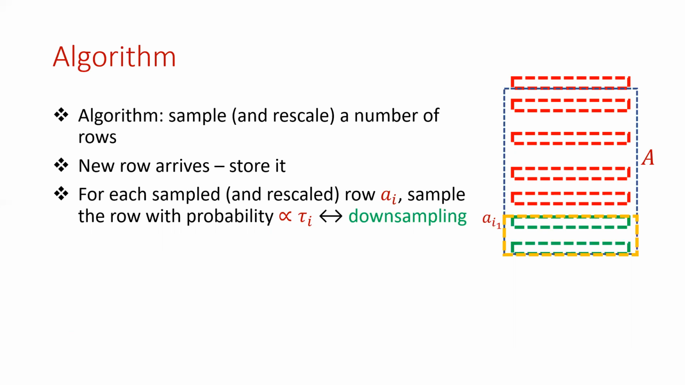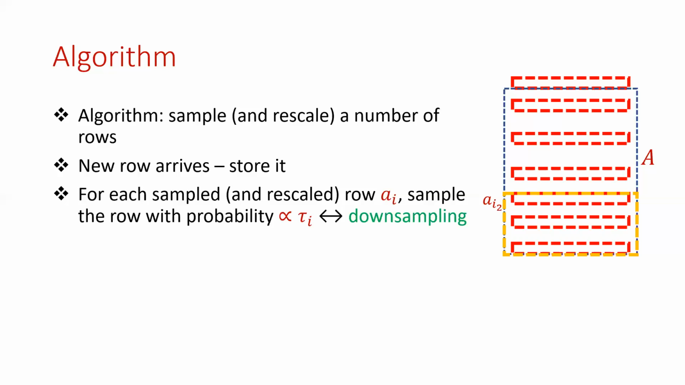And suppose for our purposes that we've sampled A sub I1 in this process. So we choose to keep A sub I1, and then we go forward from there. Now we look at A sub I2. We sample A sub I2 with probability proportional to how important it is with respect to the yellow matrix consisting of rows that appear after A sub I2.